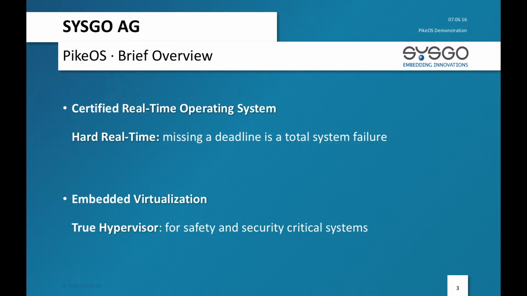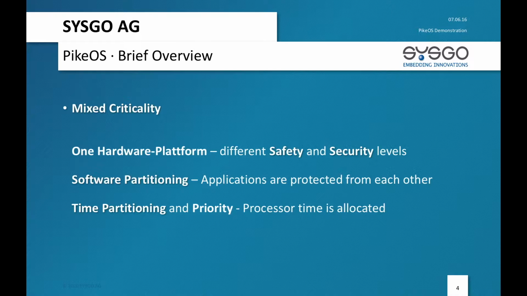If we start with a brief overview of PikeOS, I guess the keywords are: PikeOS is a certifiable real-time operating system. It's not only a real-time operating system, it's also enabling embedded virtualization through hypervisor technology. What PikeOS is doing is software partitioning in order to guarantee a perfect isolation between applications running in a specific container. In order to do the software partitioning, PikeOS uses time and space partitioning as well as priority-based scheduling.